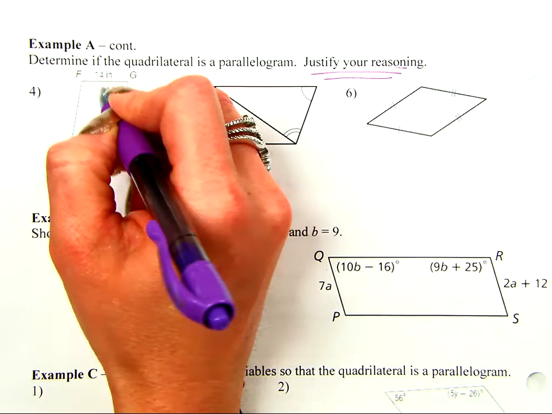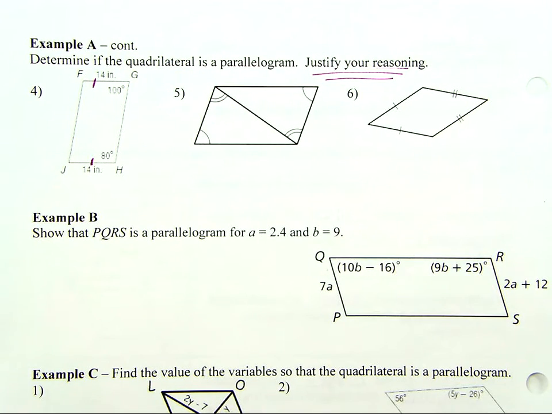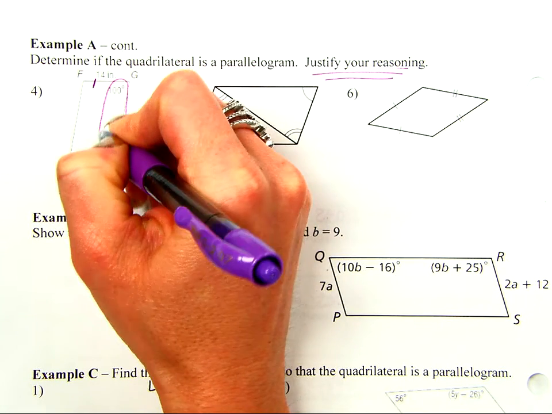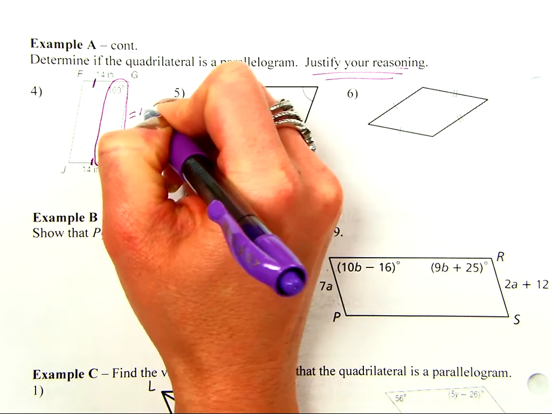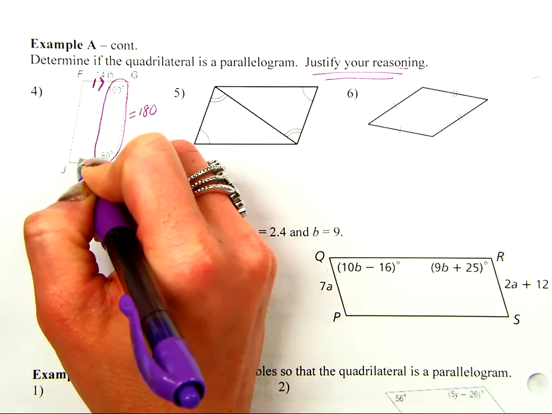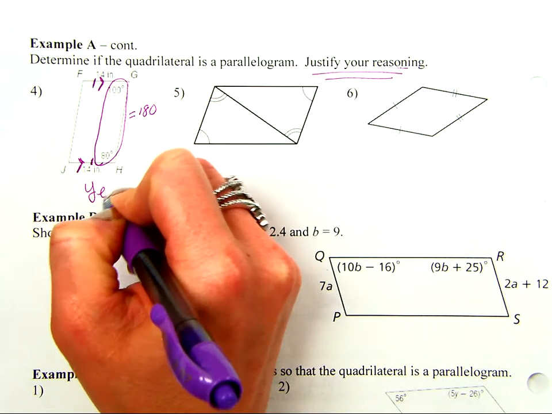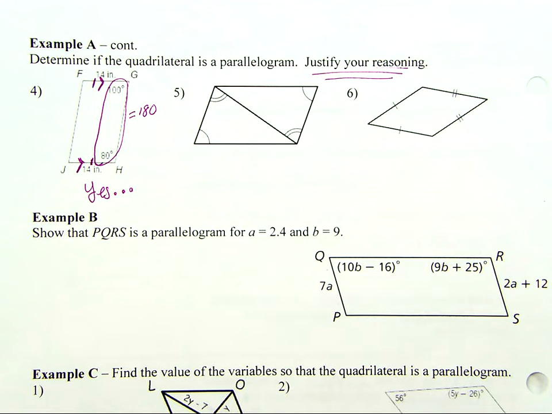When I look at figure number 4, I do have one pair of sides that is congruent. But you know what? Because these angles are same side interior and they equal 180, that would also prove that this side is parallel to this side. And so I'm going to be able to say, yes, I can say this is a parallelogram. One pair of sides is both parallel and congruent. Or on the front side of our notes, that kind of follows box number 5.